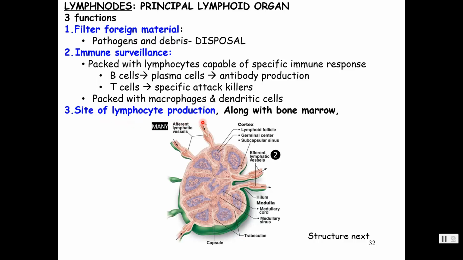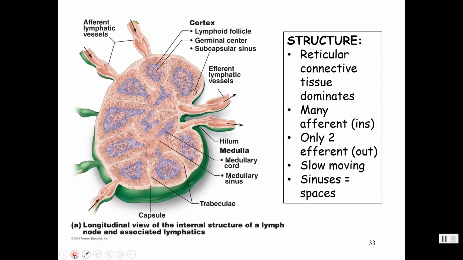So we're going to get proliferation. I didn't really lie to you when I said all blood cells come from the red bone marrow, because they do, but lymphocytes are special in that they can go through mitosis and they can divide. So lymph nodes are a site of lymphocyte production.